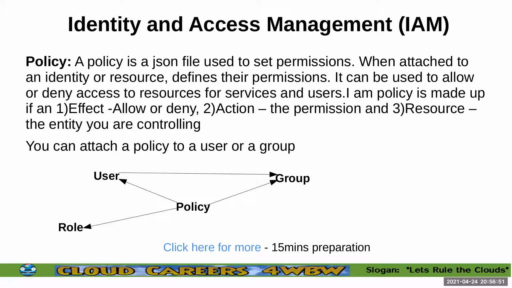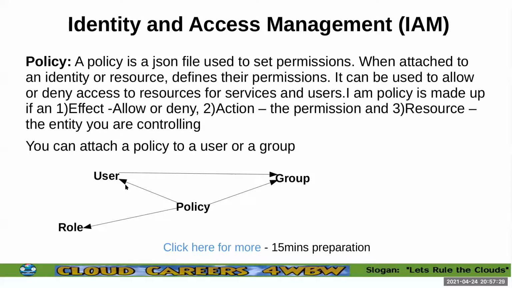Remember, when you talk of an identity, we've talked about keys. Keys only grant access. They don't say what you can do after you gain access. That's where the policies come in. Policies then define what you can do, which are permissions. So policies can deny or allow access to particular resources, which are services and users. So a policy is always made up of an effect, that is allow or deny, an action, which is the permission, and a resource, and the resource here could be an EC2 instance or an S3 bucket.